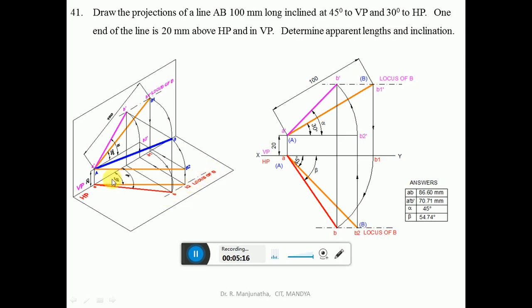So with A as center, take the radius of AB1 and draw an arc. So actually you are taking the capital AB1 and rotating this line AB1, such that B1 will come on this locus of B in the top view. So you are going to get this point here. Till that point, this capital B1 is rotated. Then join capital AB. So this is going to be a line which is in space.